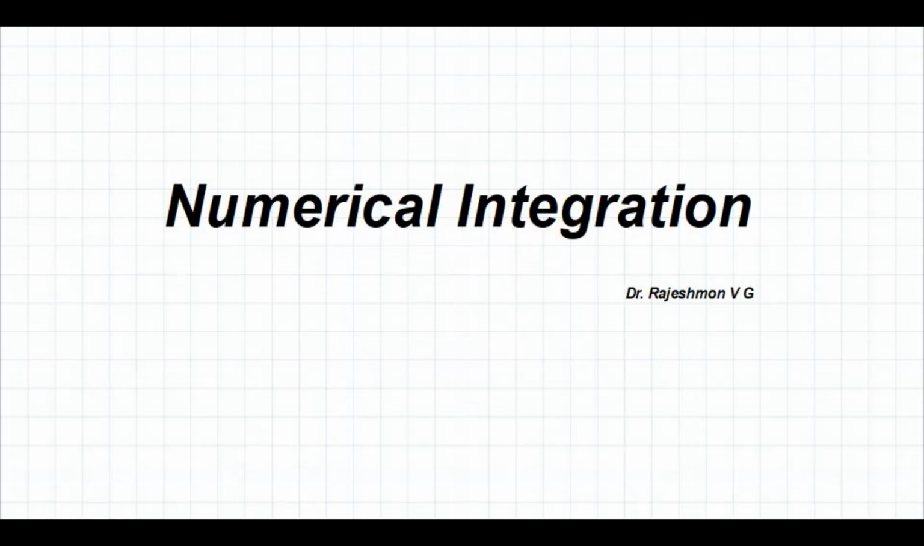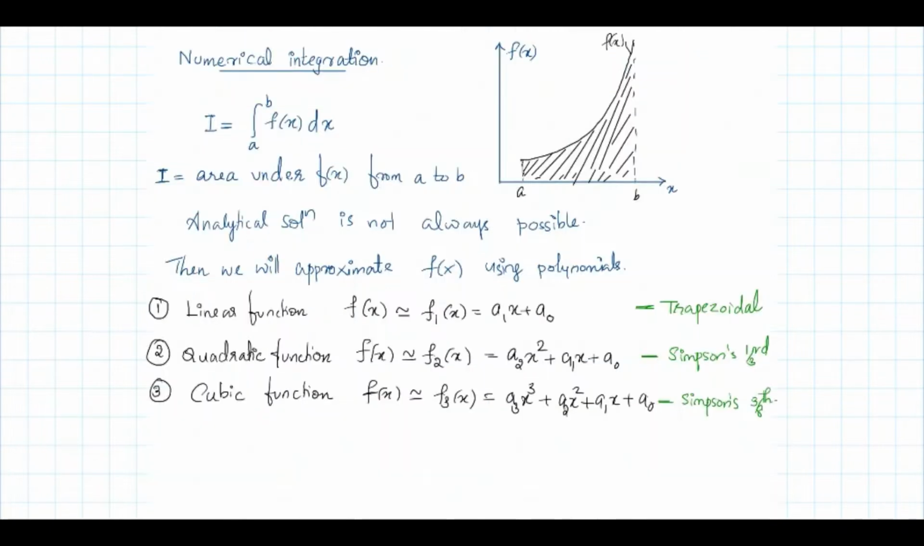Hi everyone. Today I will discuss numerical integration. So first of all, we want to know what is integration. Consider a function of a single variable, f of x.